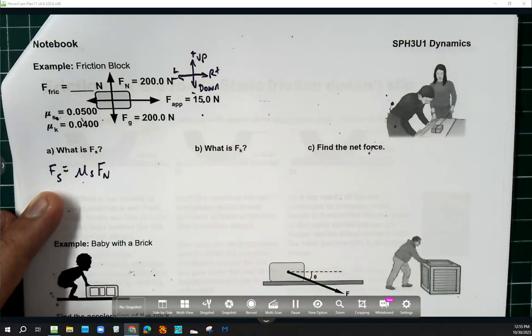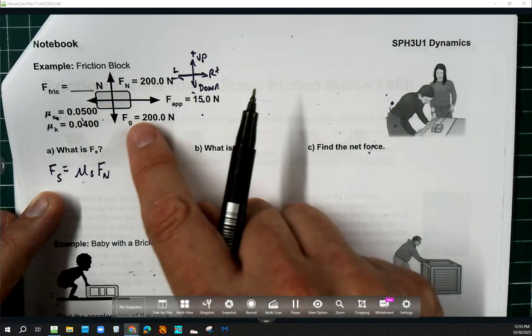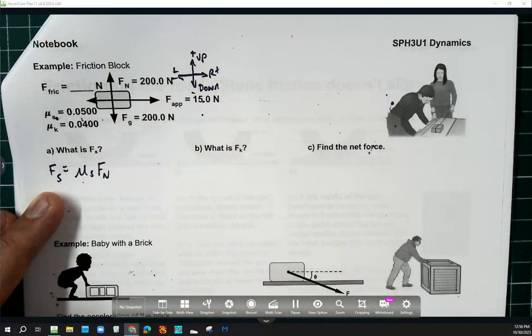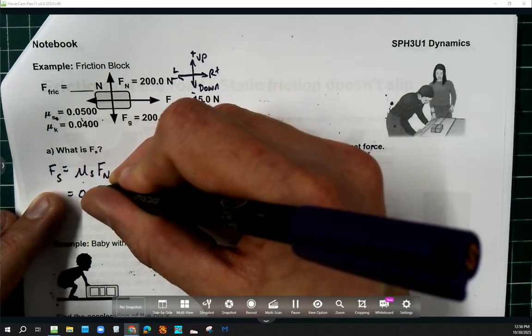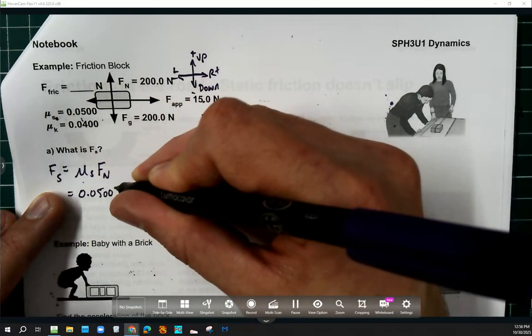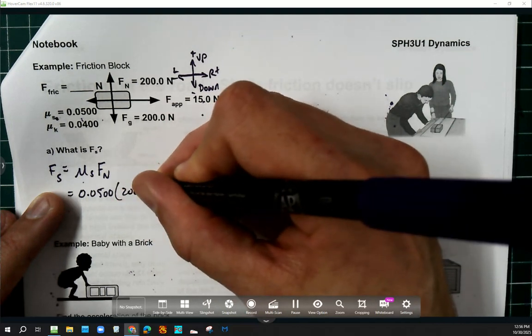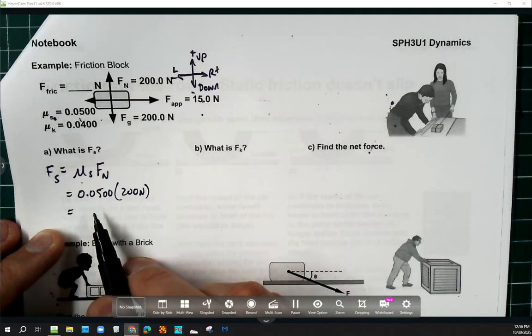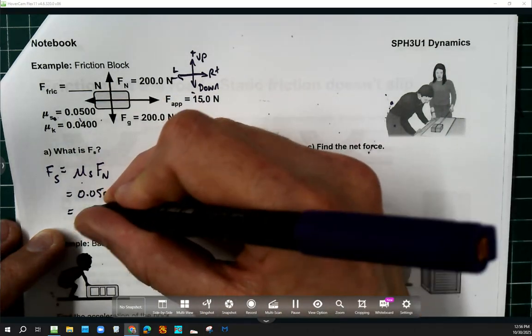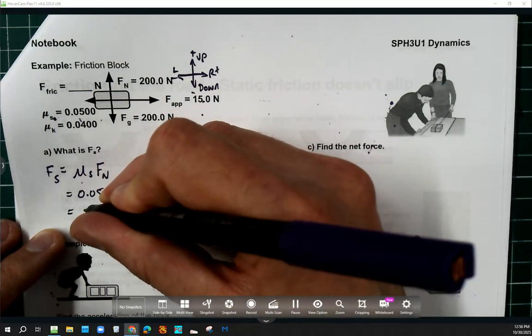And as I inspect this startup of a free body diagram, I can see that the F normal is 200 newtons, and I can see that mu s is 0.05. I don't feel bad about that. 0.05 is 5%. I know that 5% of 100 is 5, and 5% of 200 is 10. Yeah, so that's just my quick head math, okay? I always like to use head math when I can.